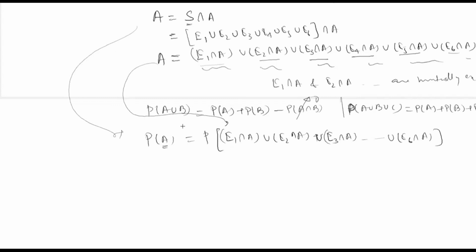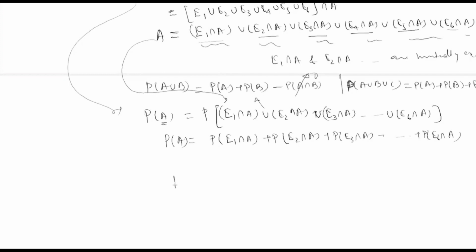Now again using the same principle, as they are mutually exclusive and it's a union, the probability of a union of all these events would be equal to the sum of their individual probabilities. So this will be P of E1 intersection A, plus P of E2 intersection A, plus P of E3 intersection A, plus P of E6 intersection A. We are going to use the multiplication theorem of probability.